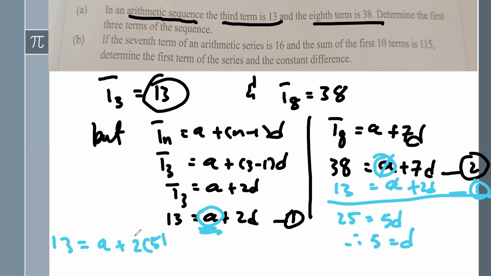2 times 5, that's 10. So clearly A must be 3. Now remember the first three terms of the sequence. By knowing A, I know the first term: 3, add 5, 8, add 5, 13. Okay, so now I have fully answered the question.